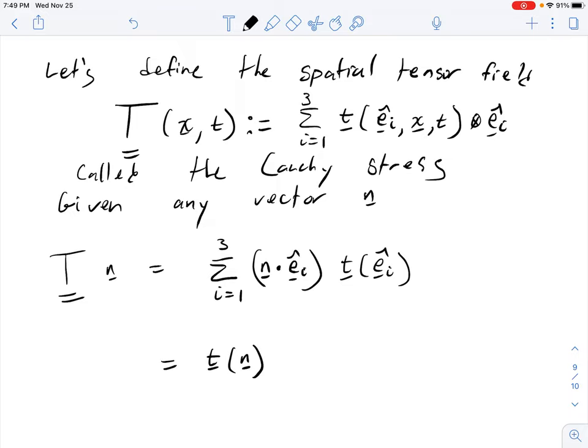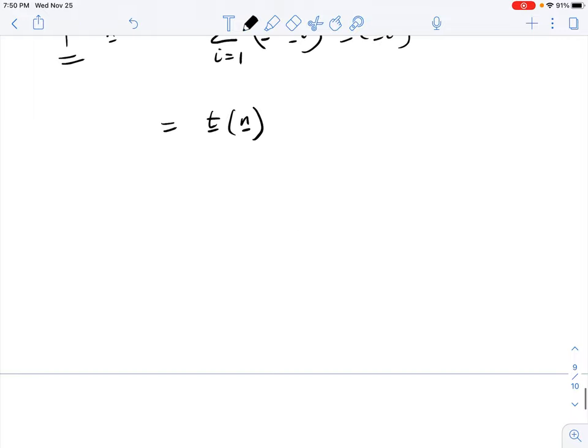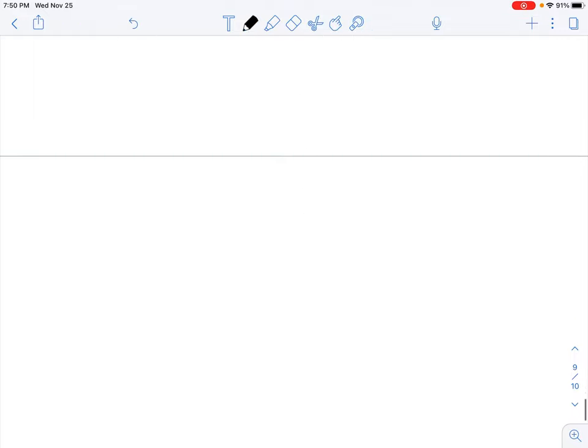All right, so that means that we can identify this traction, the surface traction field, with the Cauchy stress tensor field. So now, in light of the Cauchy stress, we can do some pretty cool stuff.